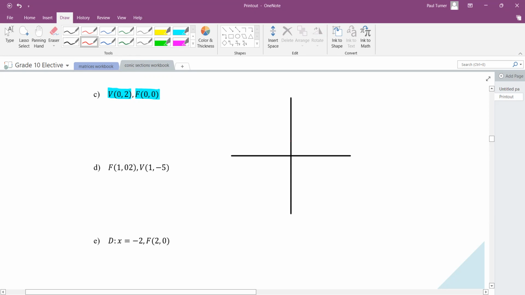So the vertex is 0, 2. So x is 0, y is 2. So this is your vertex here. Your focus is 0, 0, which is the origin, which is here. So let's write that as 0, 2, focus 0, 0. And we notice that this length here between your vertex and focus is 2 units. So we'll write 2 there.